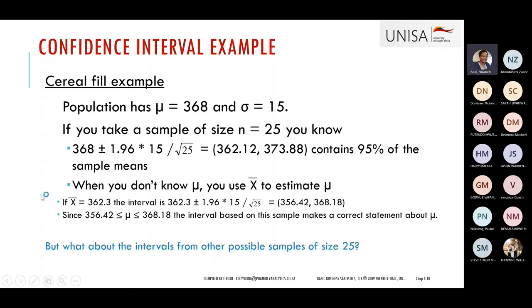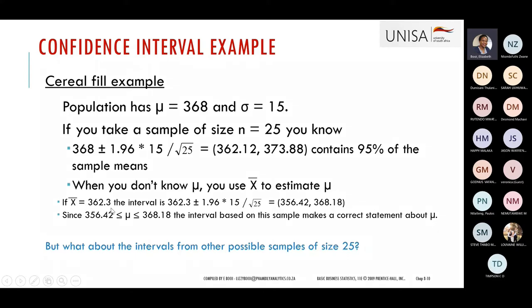And you can see here at the bottom, if I have my sample mean of 362.3, because I was not given the population parameter, I can use the sample mean. And that is what you're going to be using in your module when you calculate or answer any question, a sample mean. That will give me a confidence interval of 356.42 and 368.18. So this is the confidence interval. Now, this means our population mean of 368 lies between that. It is included in that confidence interval.